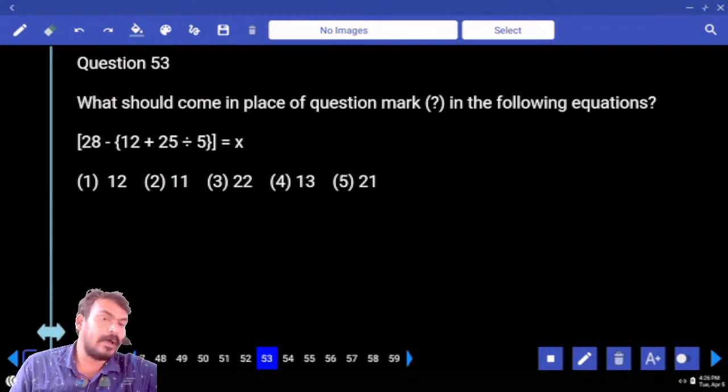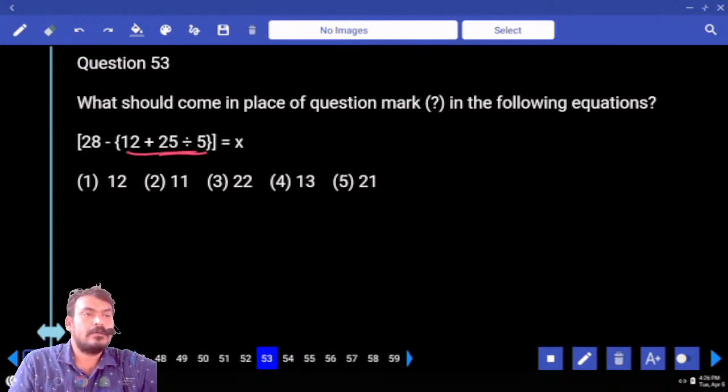First priority bracket value, right? 25 by 5, 5. 12 plus 5, 17. 28 minus 17, 11.